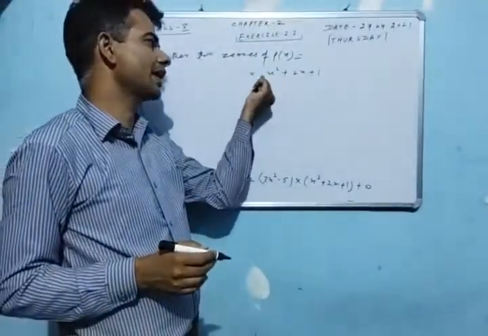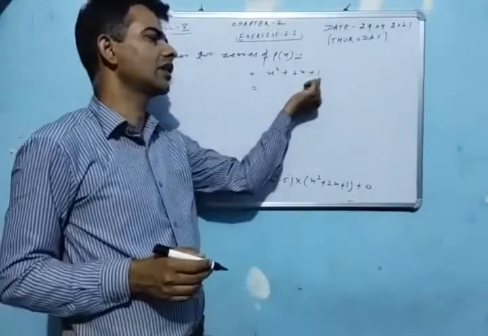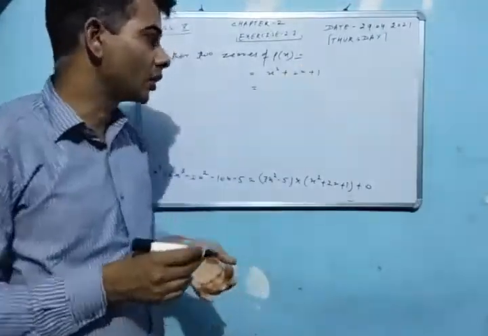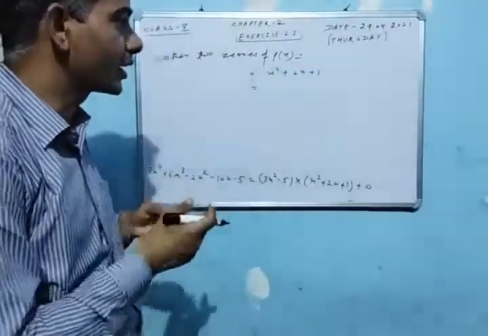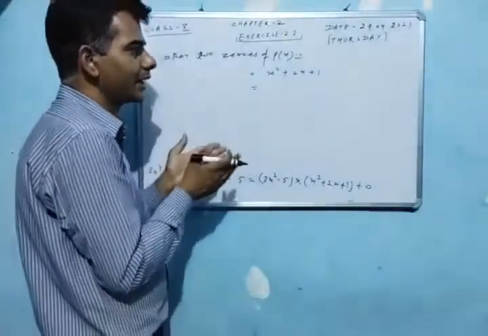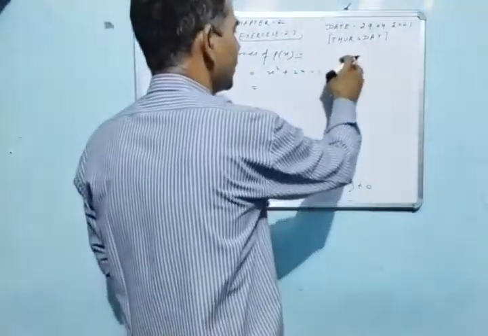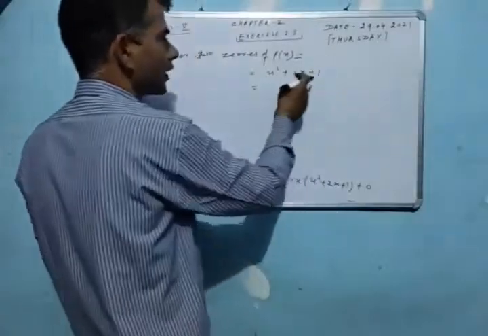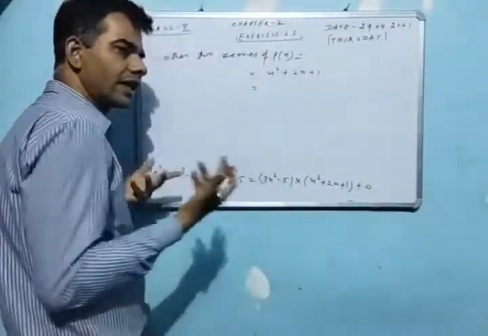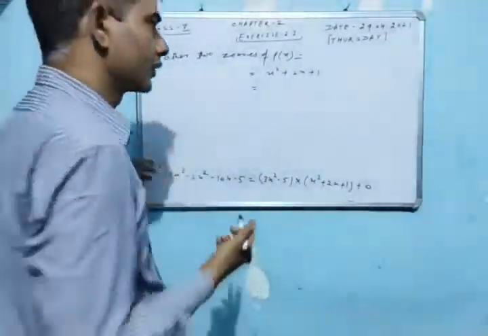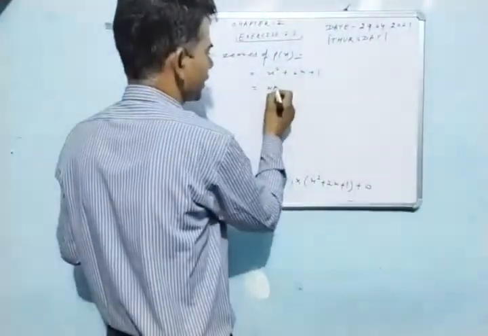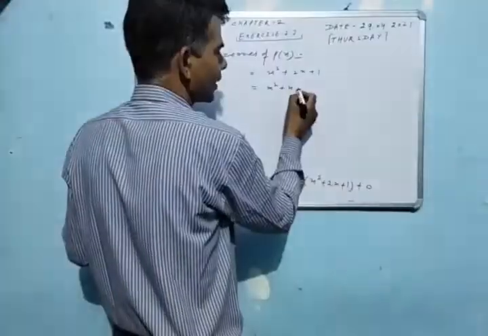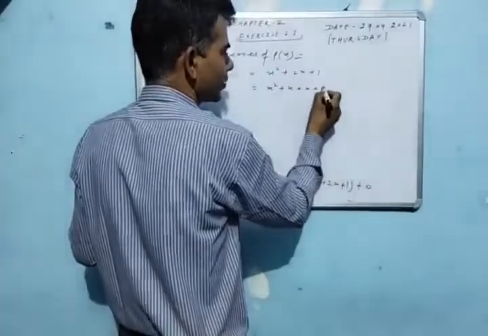The coefficient of x square is 1. 1 is multiplied with 1, that will be equal to 1. Now student, make two factors such that the multiplication of the two factors will be 1 and the addition of the two factors will be plus 2. Student, 1 and 1. Now x square plus 1x plus 1x plus 1.